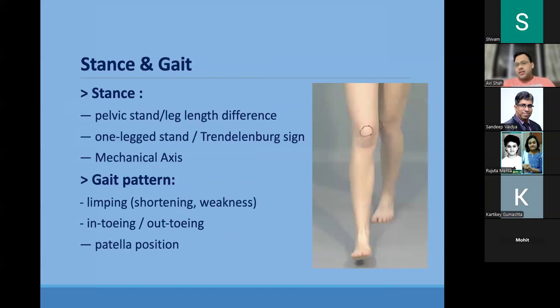So, stance: basically, you will see the child first in standing. You will see the positions of the anterior superior iliac spine, posterior superior iliac spine, the position of the knee. If any leg discrepancy can be seen, you'd always check them on a single leg stance to see the Trendelenburg sign. Look at the mechanical axis. Always look at the gait. There are a lot of conditions that we can pick up just with the gait, especially if they have a short limb gait, an abductor lurch, or torsional abnormalities. Looking at the patella position.